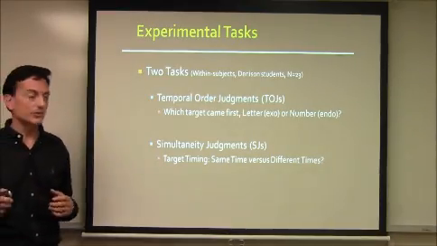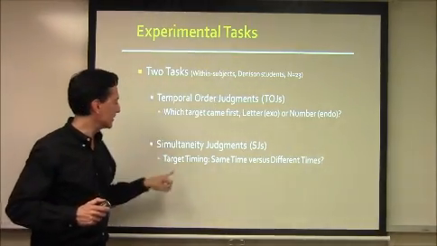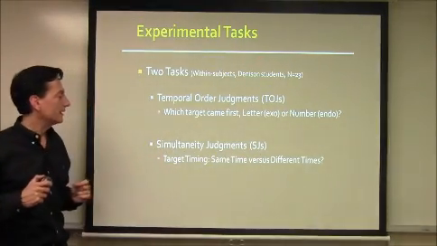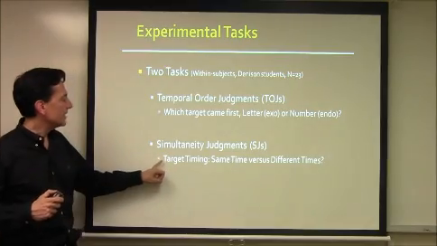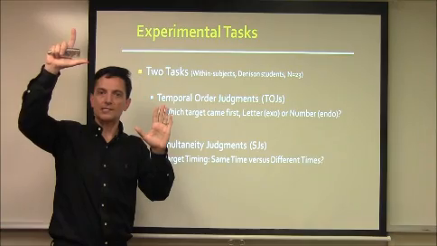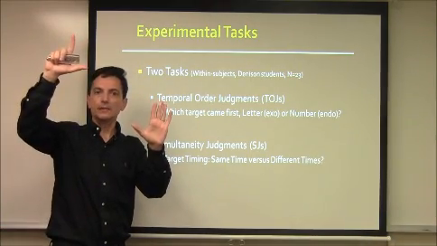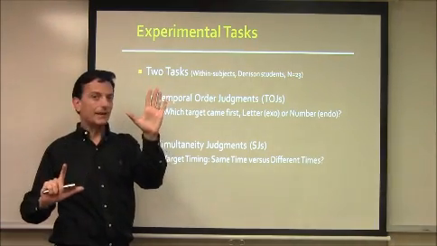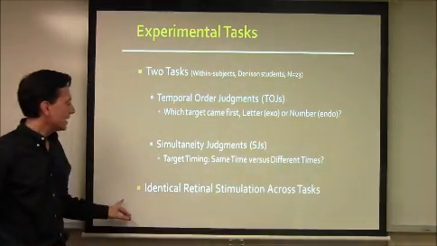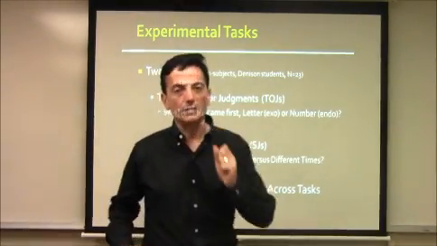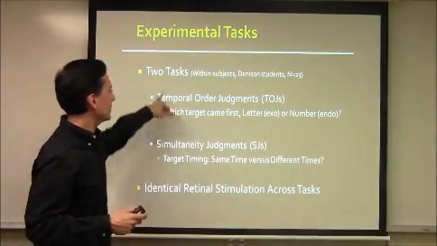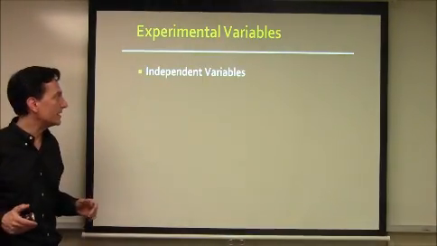On other blocks of trials, again, randomly counterbalanced within subjects, we have simultaneity judgments, or SJs. And this is also about relative timing. But what we can say is that the target timing question here is, were the two targets shown at the same time, or were they asynchronized in time? Maybe by the letter leading a little bit or leading a lot, letter lagging a little bit, letter lagging a lot. Did they happen at the same time or at different times? Across these two tasks, we've very importantly kept retinal stimulation exactly the same. So the bottom-up feed is identical here and here, and we're wondering if there are any task-related differences.